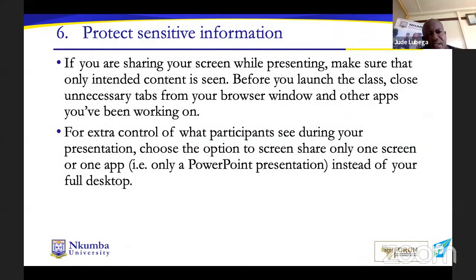You need to be able to protect sensitive information because you're going to share your screen. If you're not an expert, make sure all the other files you don't want to be seen are closed, because you might by mistake share something that you would not want other people to see. So always make sure information you do not want seen is away from your screen, or else you may get into trouble.